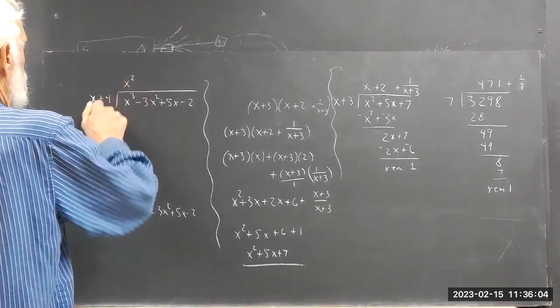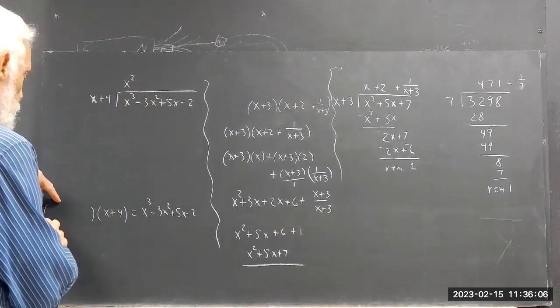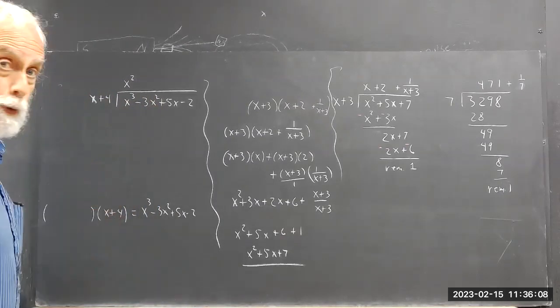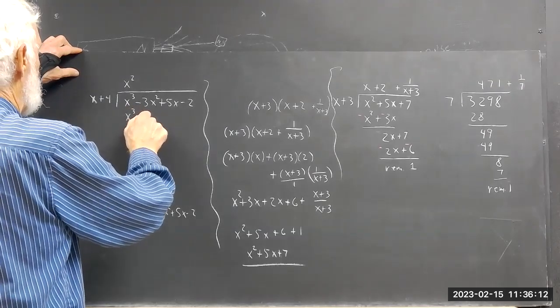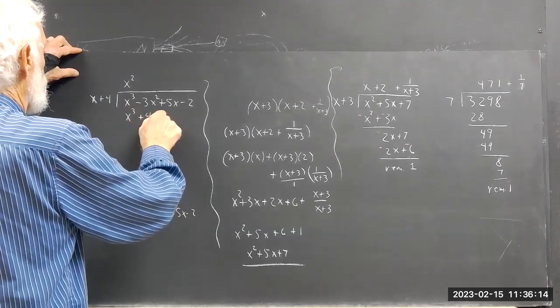Okay, so once we have an x squared here, it's going to multiply both the x and the 4. So we're going to put down an x cubed plus 4x squared.